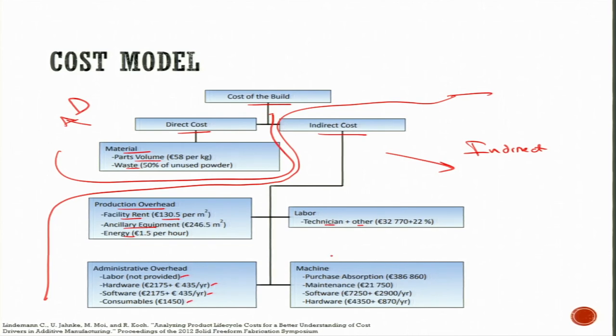Then the indirect cost itself: the machine purchase, the absorption system, the maintenance of the machines, the software in the machine, for example Eiger software or other software updates which sometimes have to be purchased. Those are there. Small other hardware, that is the small units for the machine which are to be produced, for example the platform, the nozzle head, etc. Those are all involved in the indirect costing. So this is how the cost model looks.